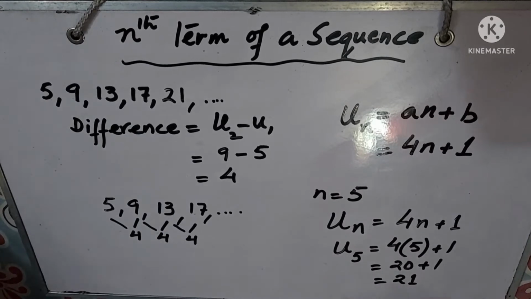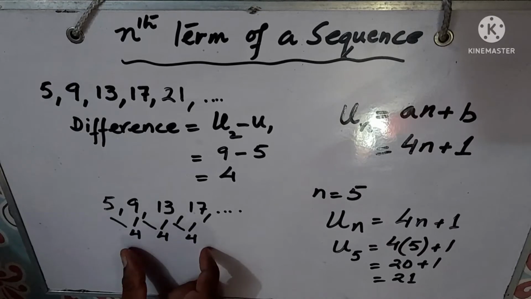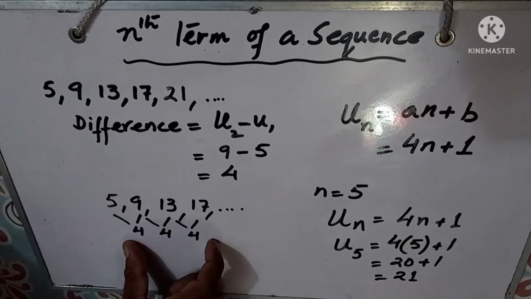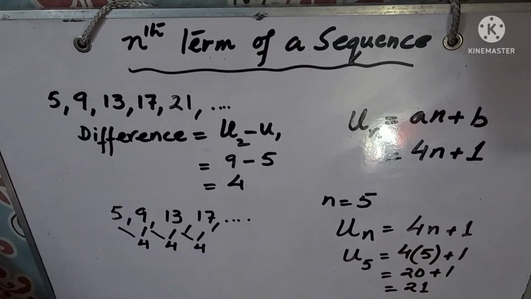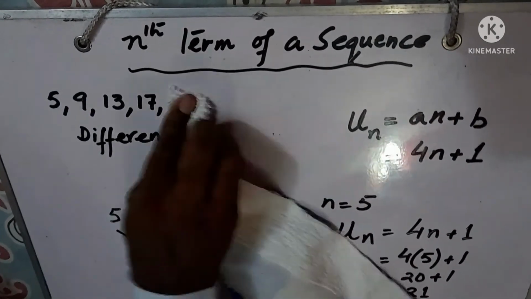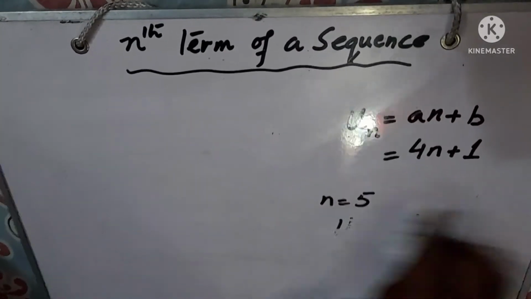I will do one more example and then we will move on to the second part of this video. As I said, when my difference is the same in the first row, that is, my first difference is the same, this is called a linear sequence. Let me erase this and do one more question.